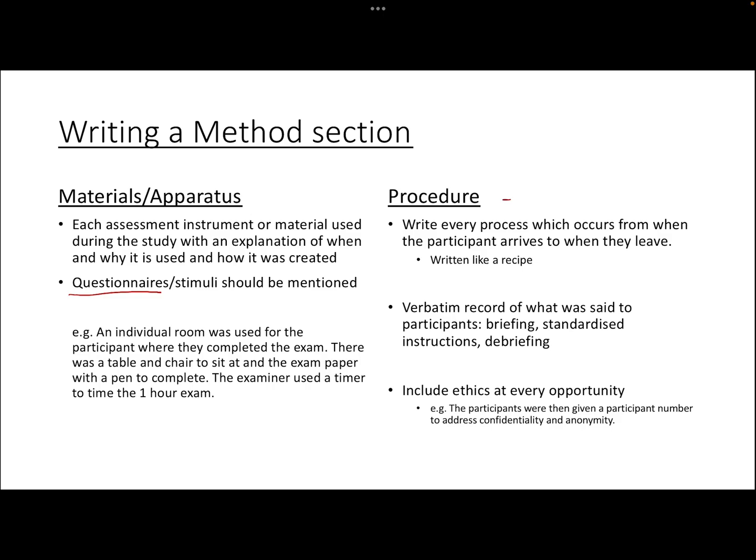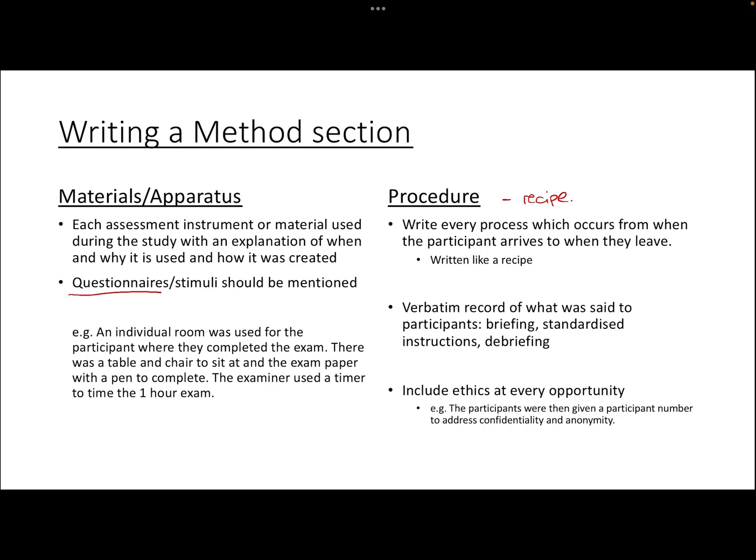The procedure, think about this like the instructions for a recipe. So we need to make it really, really clear exactly what participants experienced in this experiment. So every process from when the participant arrives to when they leave. And it's kind of slanted towards the participant's perspective rather than the researcher's. So it's really outlining their experience. We don't need to talk about what the researcher had for breakfast that morning, or what happened before the participant entered the room. It's mostly from when the study begins for the participant.